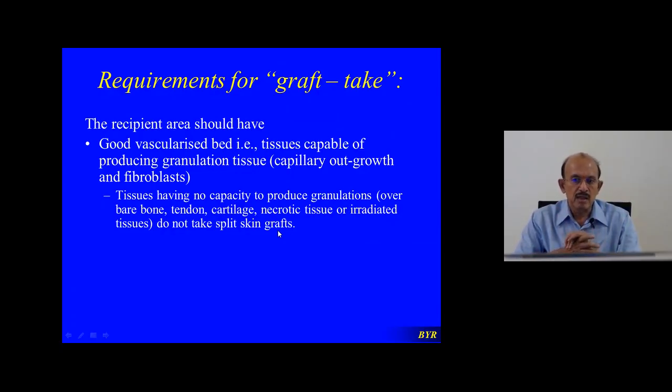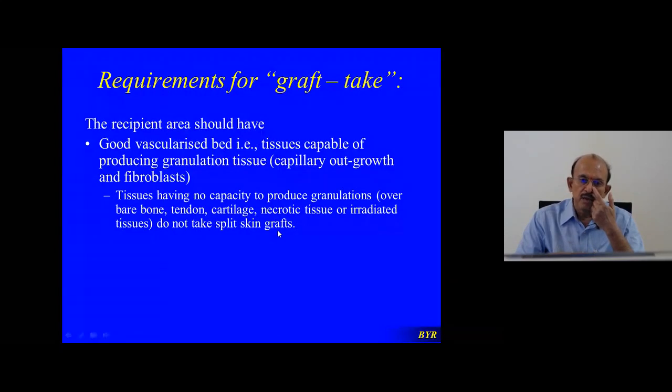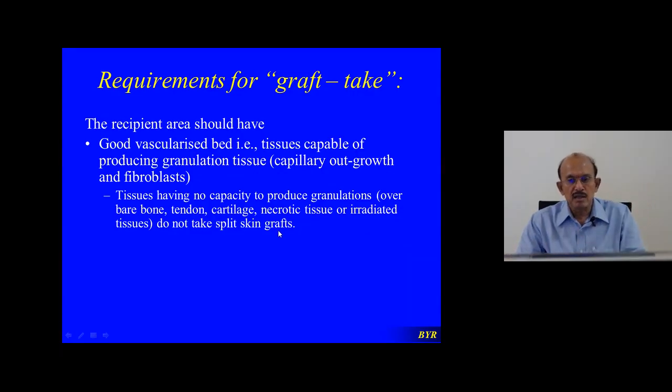Similarly, cartilage, for example, nose, skin has been peeled off from here. The nasal cartilage is exposed. If you want to put a graft there, it won't take up. Similarly necrotic tissue, because granulation tissue cannot be formed, and irradiated tissues, because there is already capillary thrombosis and obliteration due to radiation, so they will not take up the split skin grafts.